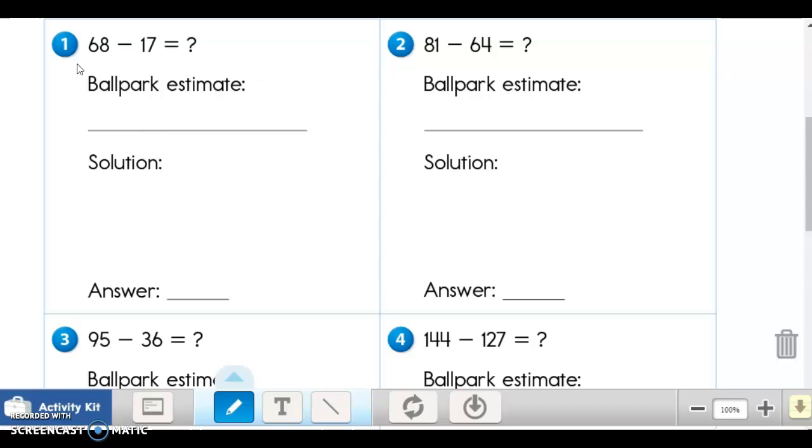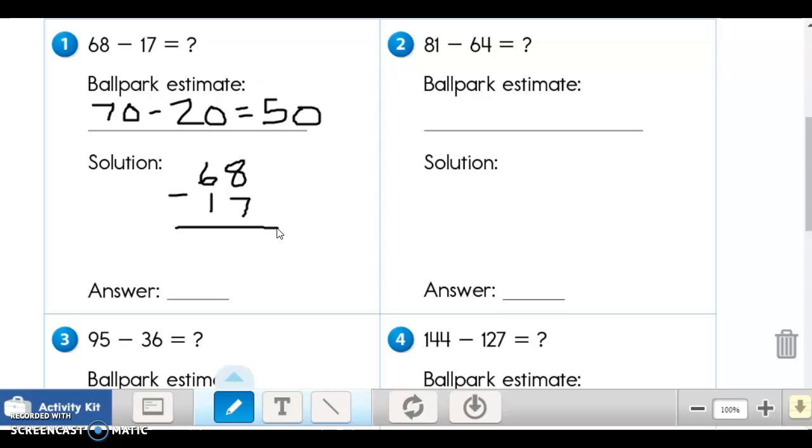Now, question 1, 68 minus 17. And we have to make a ballpark estimate. 68, the closest 10 would be 70, minus 17, and my closest 10 would be 20. 70 minus 20 is equal to 50. Now we have to find my exact answer here, friends. But I think many of you know how to subtract this up and down, and so that's what I'm going to model today for you.